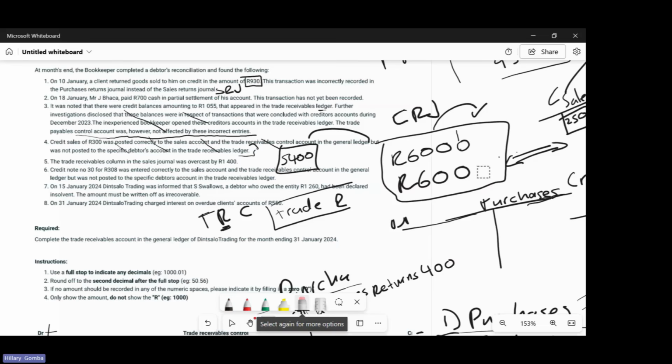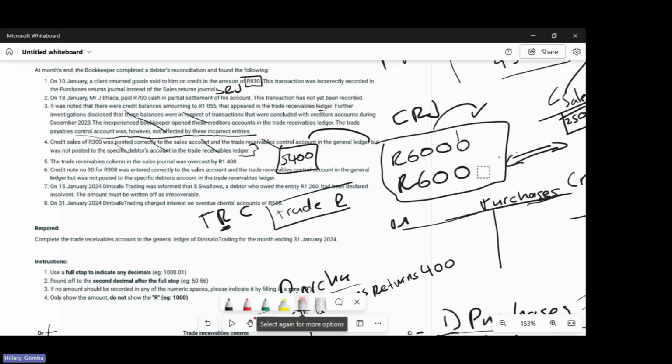Okay. If there are no questions, then this overcast which happened on the sales journal will go to our sales, and then we need to subtract by what? By 1.4, because it's an overcast. Which means if it's an overcast, we need to subtract it.